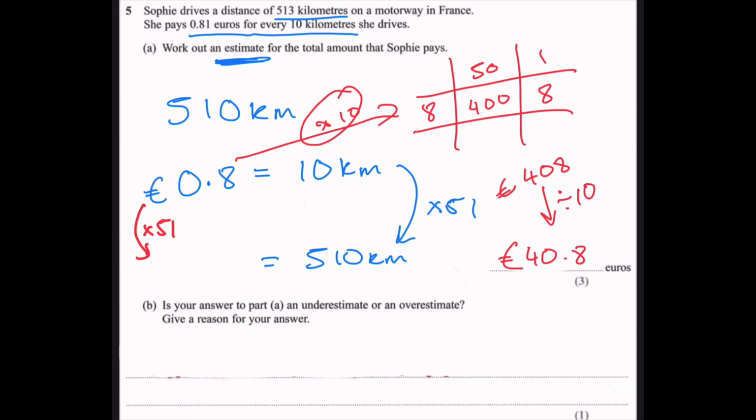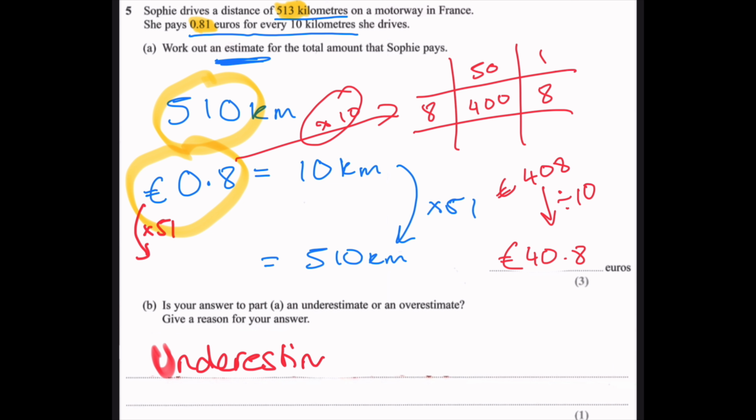Okay. Is your answer to part A an underestimate or an overestimate? Well, to do that, we have to assess whether we rounded up or rounded down for each one. So let's have a look. 513, I rounded down to 510. And 0.81, I rounded down to 0.8. Okay, so this must be an underestimate. Oh, sorry, bad choice of pen. Underestimate, as values were rounded down instead of up.